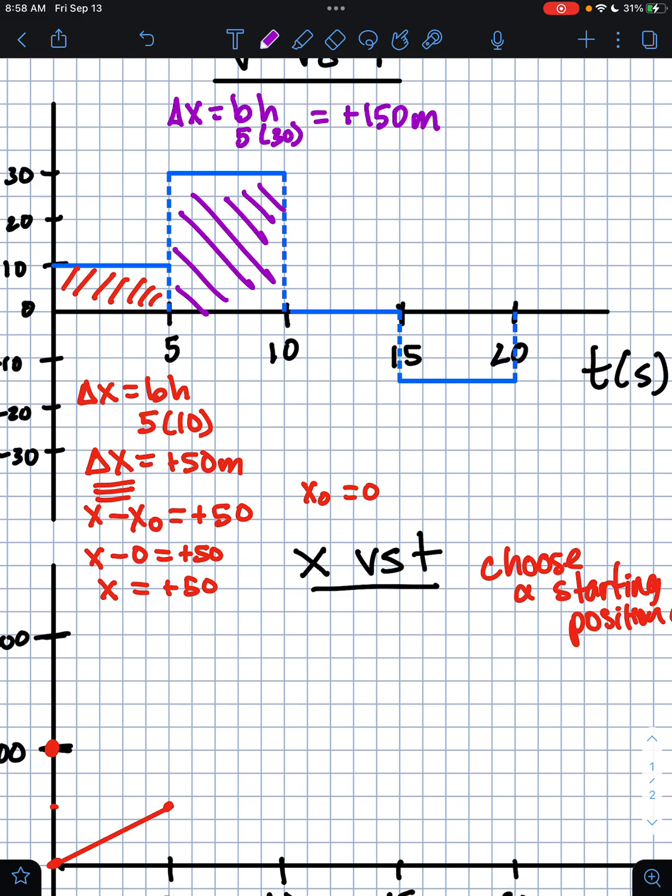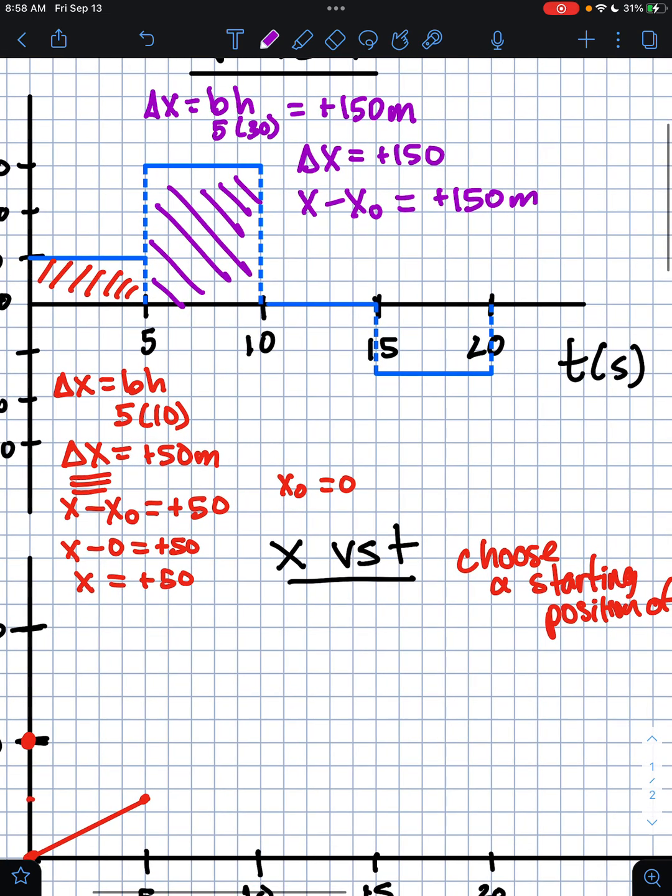Again, that doesn't mean I'm going to a position of 150 meters. That means my change in position is 150 meters. That means the difference between my final and my starting has to be positive 150 meters. This time, my starting position is 50, right? I'm starting from where I ended off. That my final position from before is turning into my starting position for now.